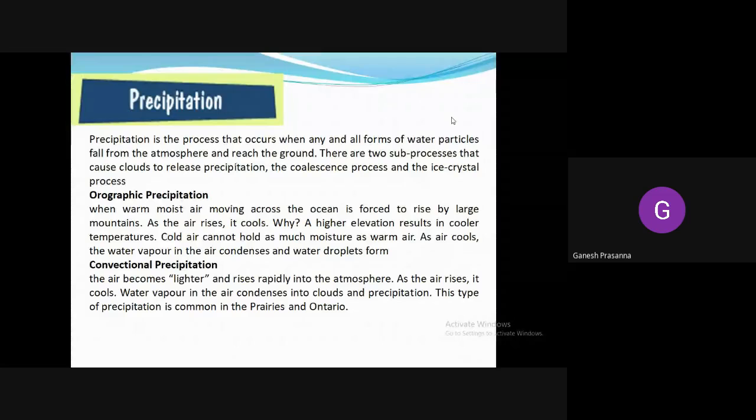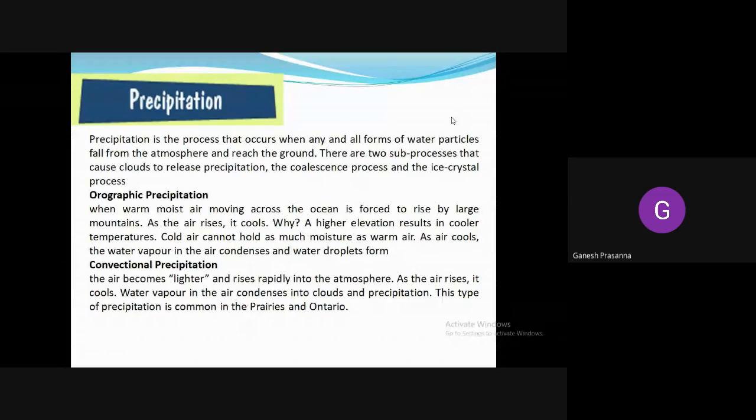When warm moist air moving across the oceans is forced to rise by the larger mountains, as the air rises it cools. This is found near mountainous regions because orography is a mountainous process itself. The warm air rises, is obstructed by the mountains, it cools, and then precipitation takes place at that place itself.